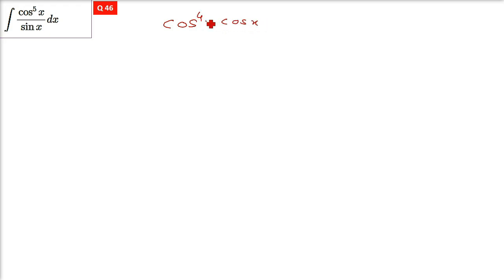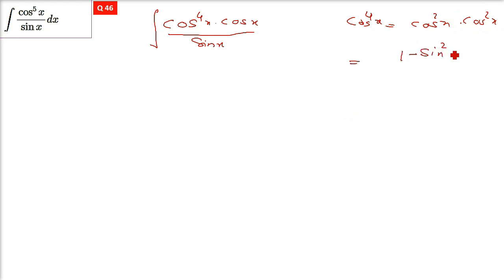So 4 and 1, it will form cos raised 5x. In the denominator, it will be sin x, integration sine, and then dx. So when you take sin x as t, you are going to get this as cos x dx. But still we have this cos raised 4x. What to do with that? Since we are taking sin x as t, we'll try to change this cos raised 4x in terms of sin x, because you know cos raised 4x can be written as cos square x into cos square x. This cos square x can be written as 1 minus sin square x, and the other cos square x can also be written as 1 minus sin square x.